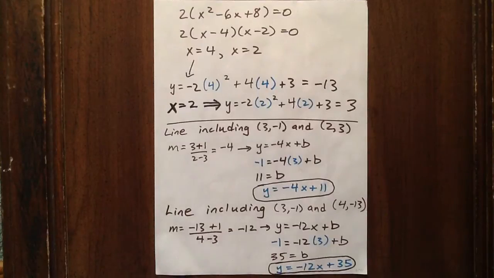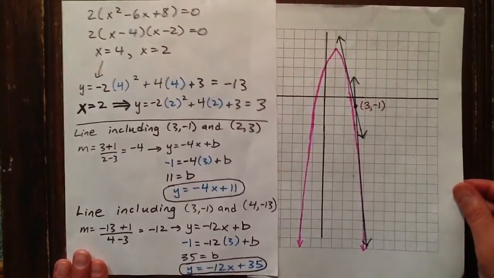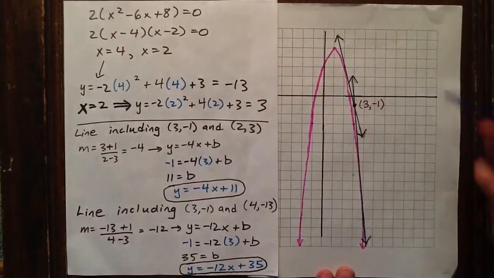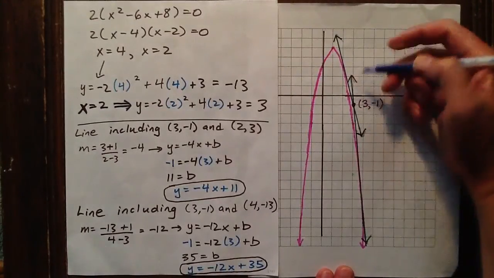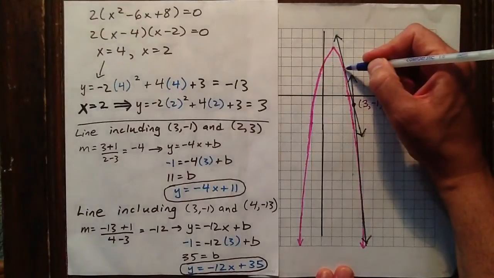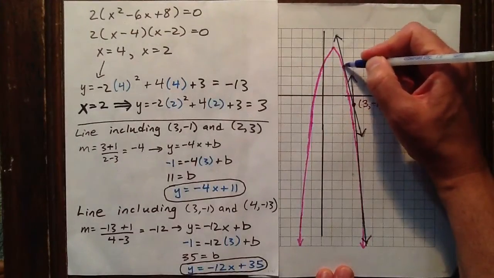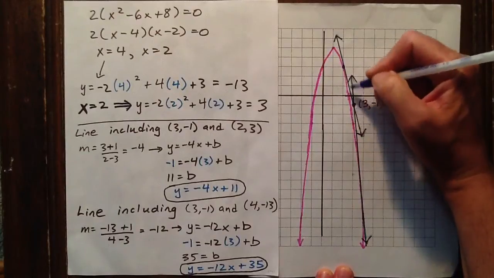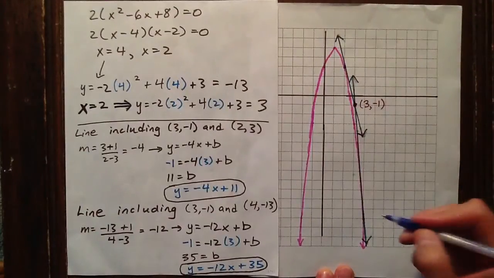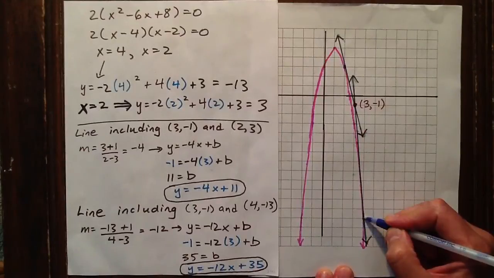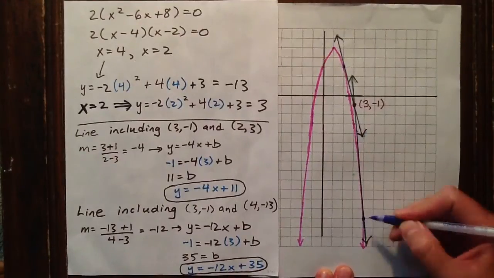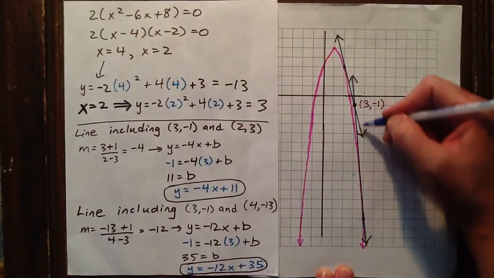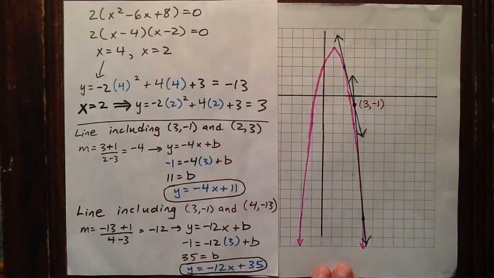So going back to our original diagram that we showed a while ago, we see that what we really have is the point (2, 3) right here, which has a tangent line that ultimately goes through (3, -1), and (4, -13) way down here, which has a tangent line that ultimately goes through (3, -1) the other way.